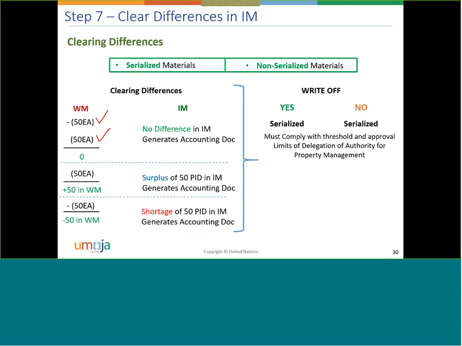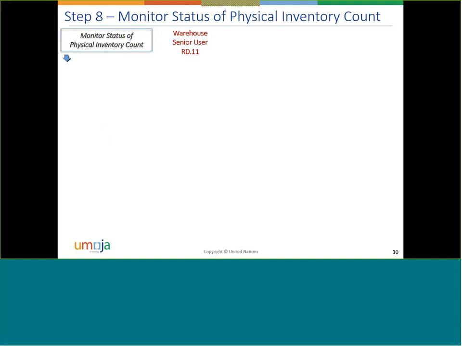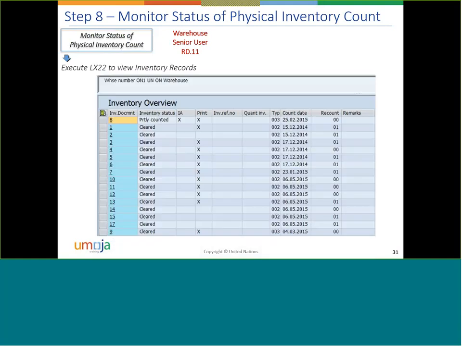And for our second scenario, which was non-serialized, yes and no for write-off. The yes is when it's above established limits in Central Warehouse Operating Manual, and no below established limits in Central Warehouse Operating Manual. So basically this is a visual of the slides we were looking at before. And that brings us to the end of this presentation.